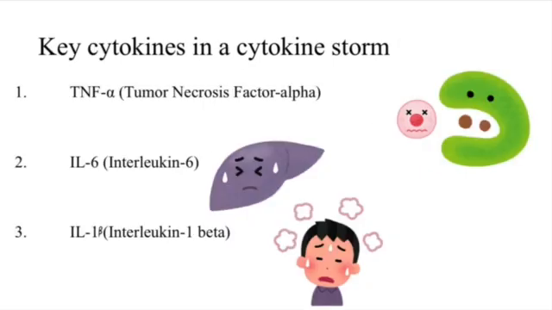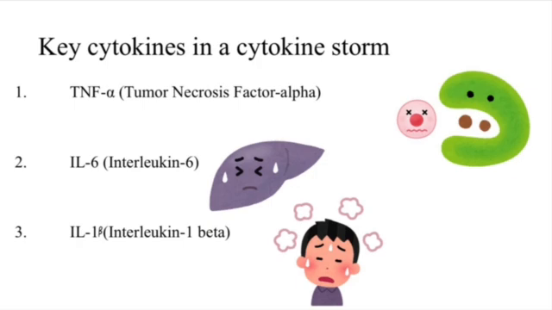Key cytokines in a cytokine storm. During a cytokine storm, certain cytokines are particularly involved in driving the excessive immune response. First, TNF-alpha, tumor necrosis factor alpha. It initiates and promotes inflammation, and it also increases vascular permeability and induces cell death. Second, IL-6, interleukin-6. It plays a central role in acute inflammation. It stimulates the production of acute phase proteins in the liver and contributes to chronic inflammation.